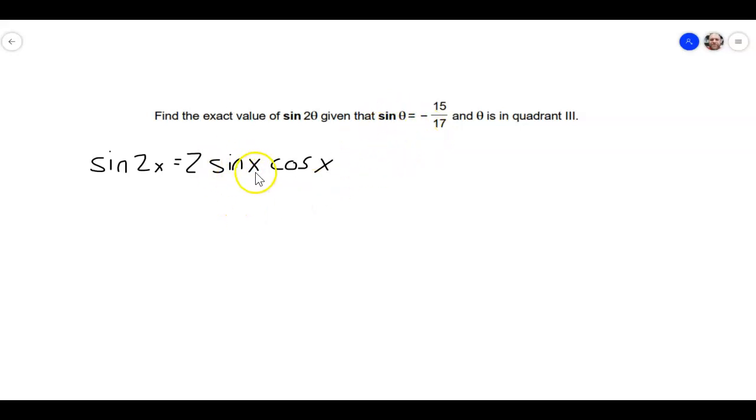Well, we know sine of x, they give it to us, or sine of theta in this case, but we don't know what cosine of theta is, so we'd have to actually find that out before we plug it in there. There's a couple of different ways we can do that. We know the Pythagorean identity, sine squared of theta plus cosine squared of theta is equal to 1, and since we have the sine of theta here, we'd only have one unknown, so we could solve it that way. I don't like doing that.